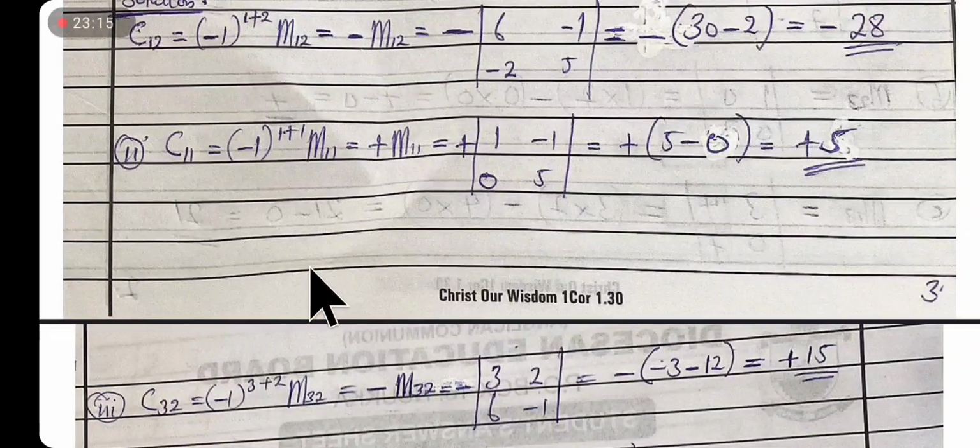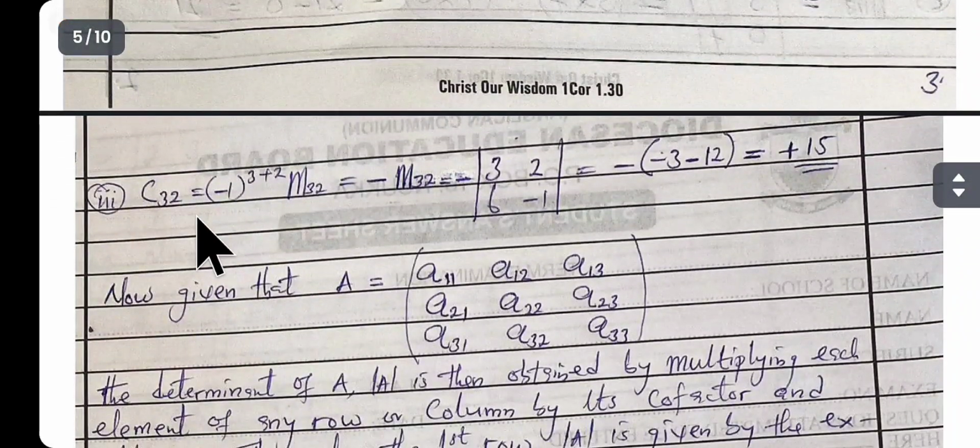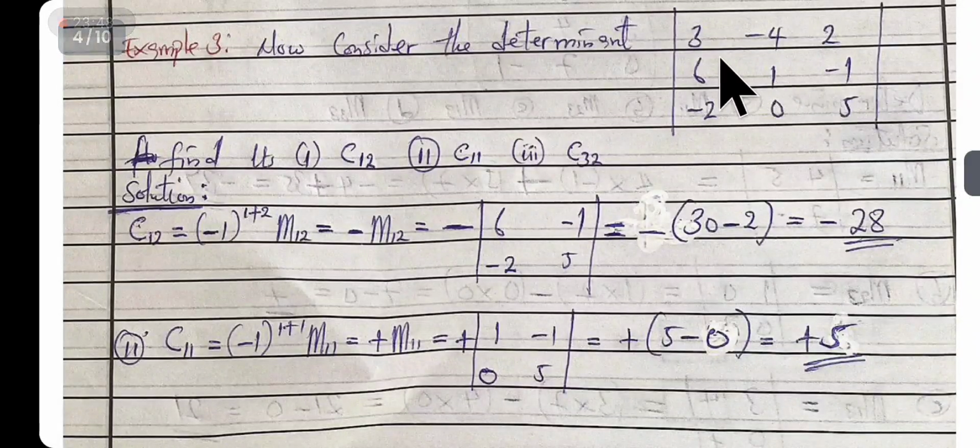All right, so the next thing to do, we have C32. Now look at C32 very well. The same format, 3, 2. We have -1 raised to the power 3 plus 2. 3 plus 2 is 5. Of course, 5 is odd, so it's going to give us negative. So negative M32. M32 means cancel row 3 and column 2. By the time you cancel row 3 and column 2, you are left with 3, 6, 2 and -1.